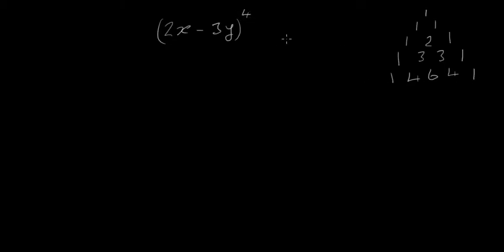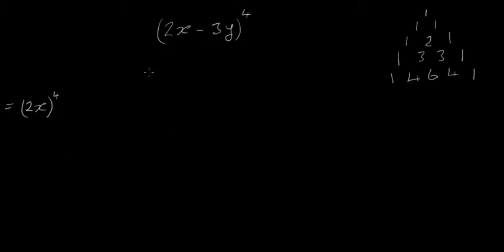If it's raised to the power of 3, you would use this line here, so you're going to use 4 numbers. If it was a square here, you would use this line here, and so on. So we're going to use this line here, so I'll show you what we do. We're going to take the first term. The first term here is 2x. So we'll just write that down, 2x, put it in brackets, and that's going to be raised to the power of 4 anyway. The first term will be raised to the power of 4.